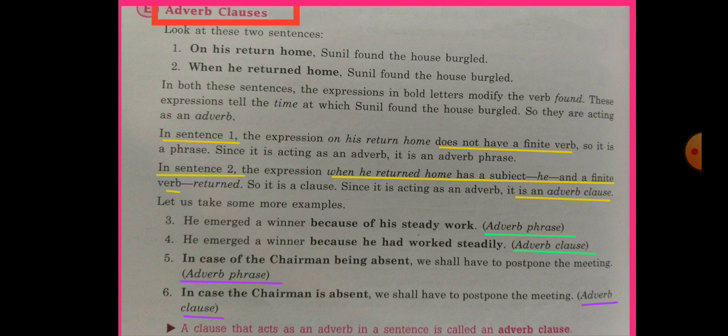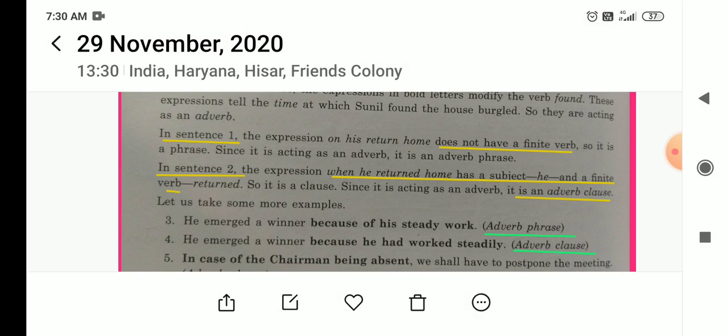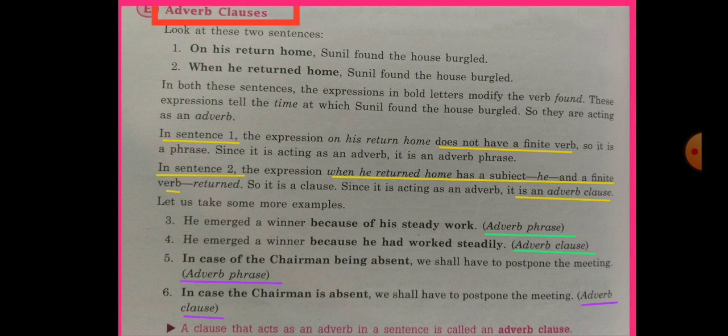As we know, there are three kinds of clauses. In the previous video, we discussed the adjective clause. Now we will discuss the adverb clause and the noun clause. So let us start with the adverb clauses.